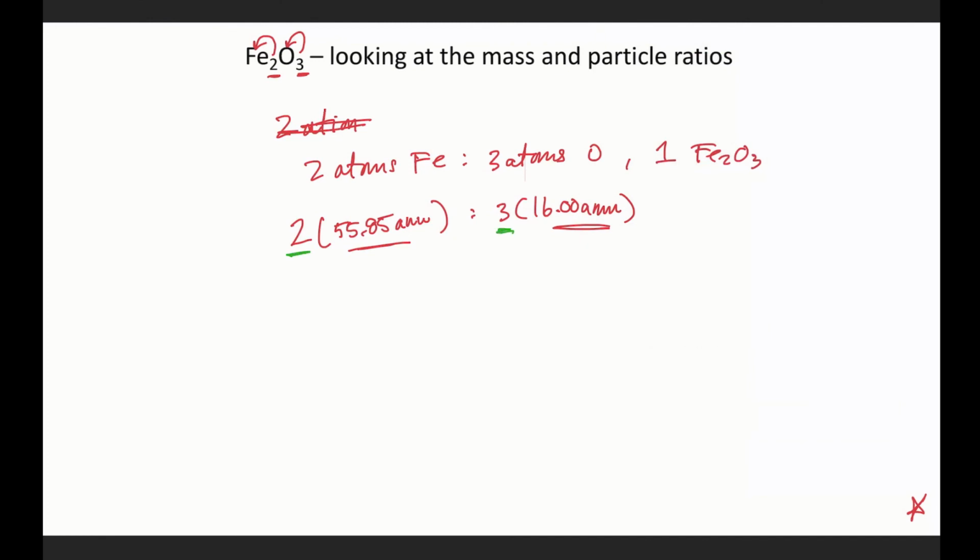Does that make sense? These two things say the same thing. One says it in particles, one says it in mass. We'll work with that a lot more later.